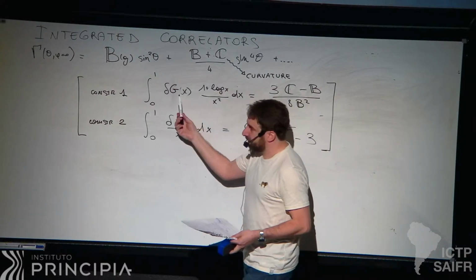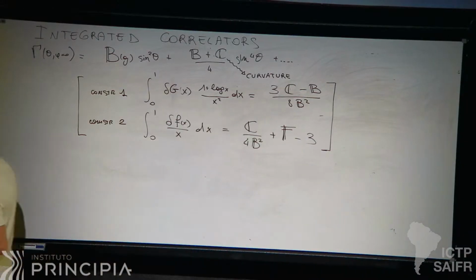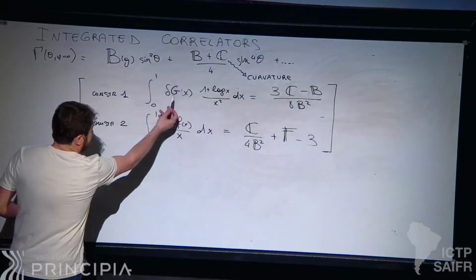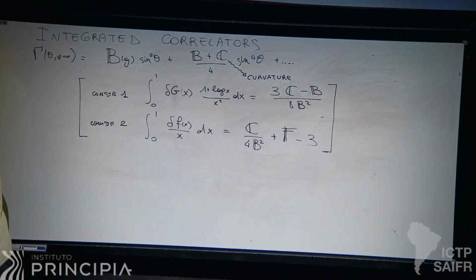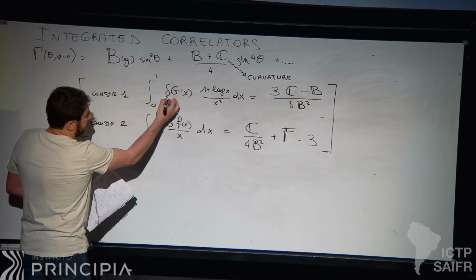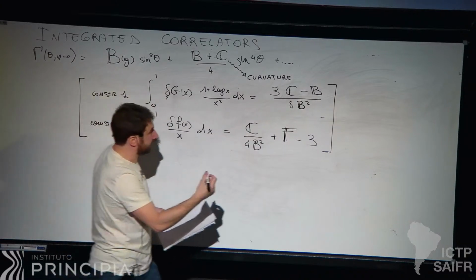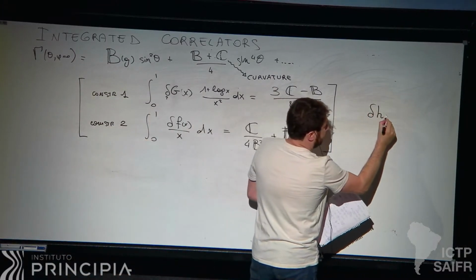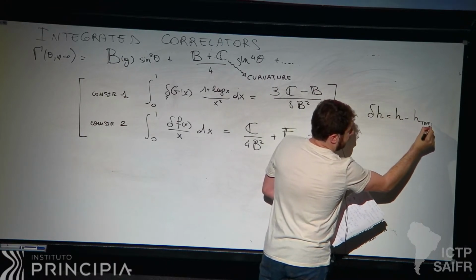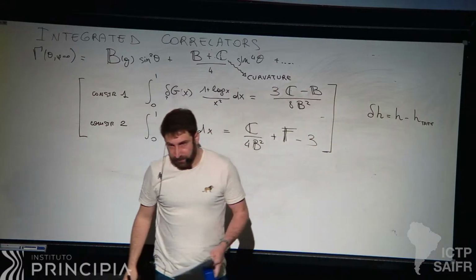So what is G? G is exactly the 4-point function that we are studying. So this object here, the insertion of the simplest 1/2 BPS operator in the line. F is the reduced version of G. So this is the object that also contains the OPE expansion, okay? And delta is just a regularization. So delta H means H minus H at tree level. It's just a regularization, so it's not very important.